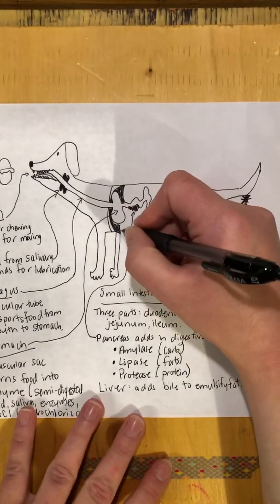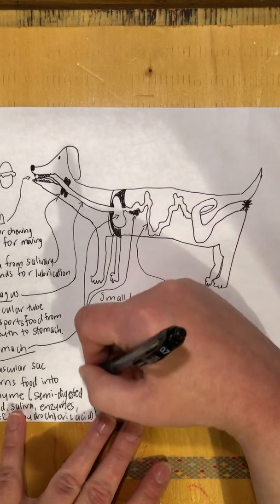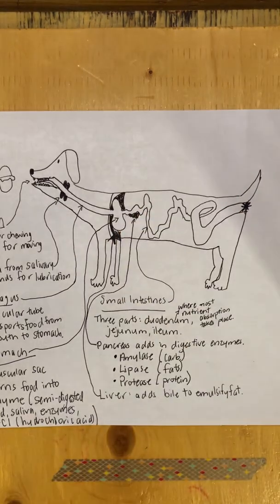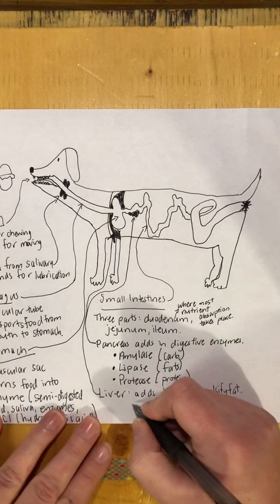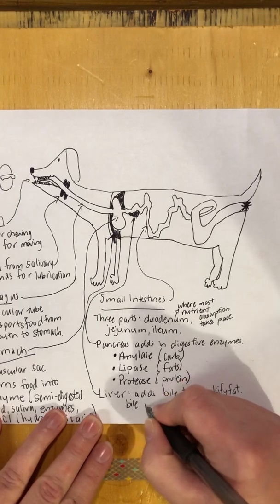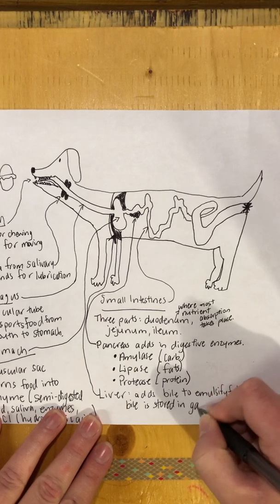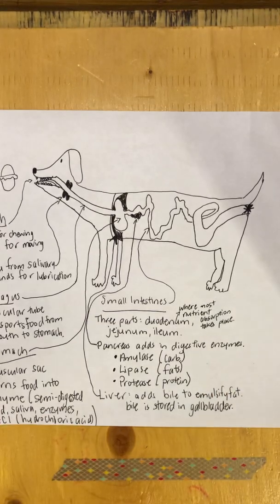And then this guy here is the liver. Sorry, I feel like these arrows are getting a bit messy, but that's the liver there. So it's just up above the stomach. And then bile is stored in the gallbladder, which is in the liver. Okay?